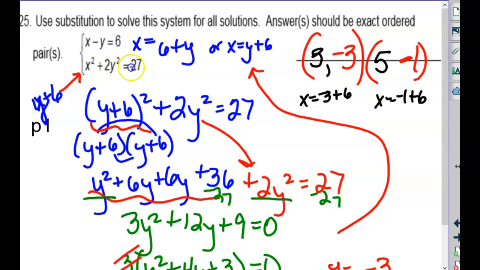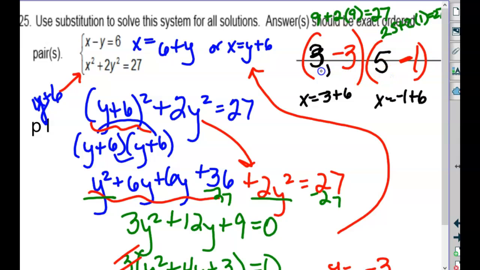And then I could test them real quick down here. x squared plus 2y squared is supposed to be 27. That would be 9 plus 2 times 9. That does equal 9 plus 18 is 27, so this one works. That's a 3, by the way. A little hard to read. And then this one back here, if I square that, I get 25 plus 2 times 1 is 27. Has to work in both equations.